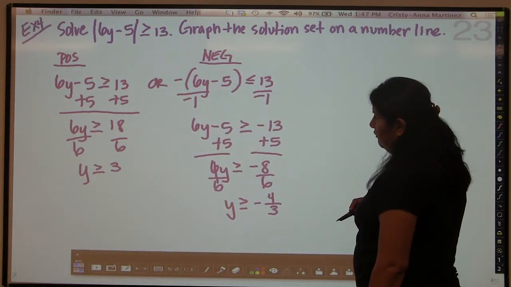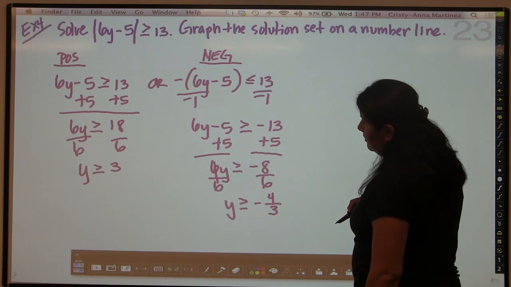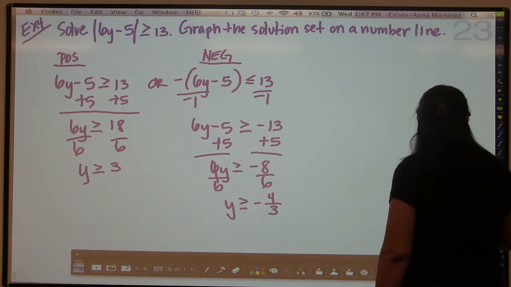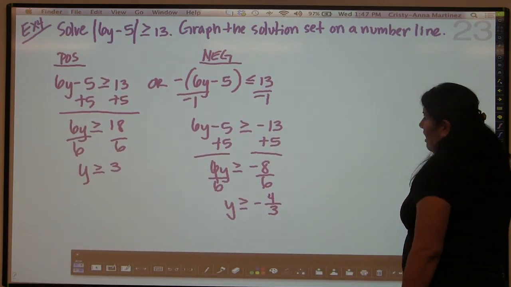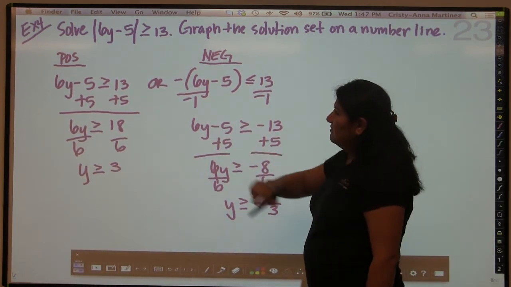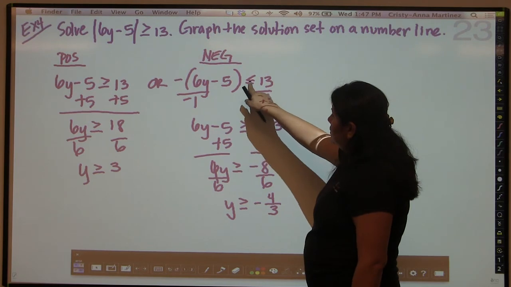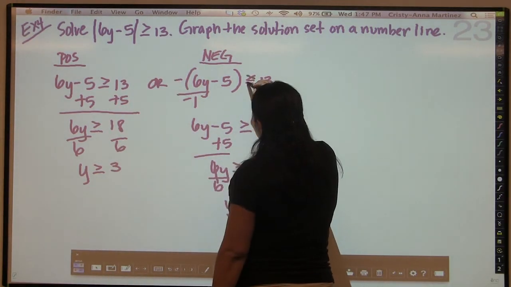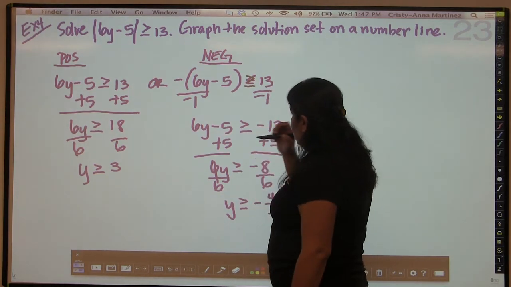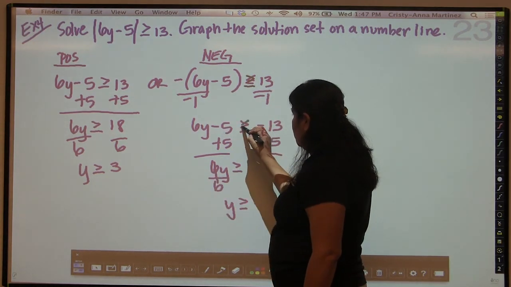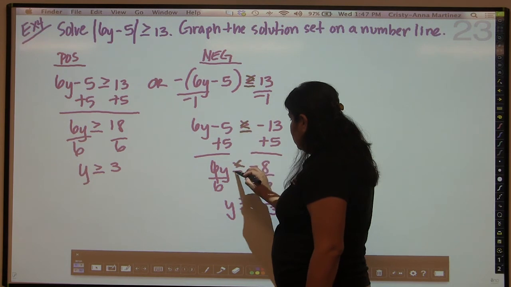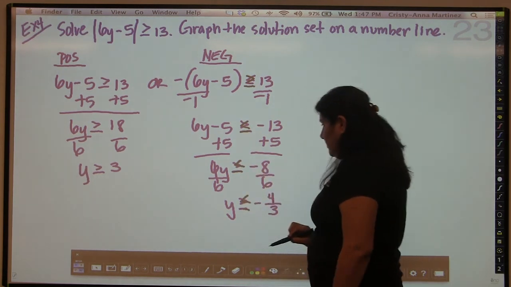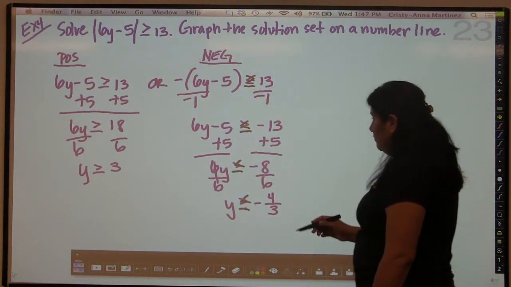Did I do that right? I'm so sorry, I just noticed a mistake that I made, so I have to go back and fix this. The positive case is correct. I changed the symbol here to a less than prematurely. It should have been a greater than. When I divided by the negative, then it would have gone to a less than. And this would be a less than, and this would be a less than. So I apologize for that. Now this makes more sense to me.